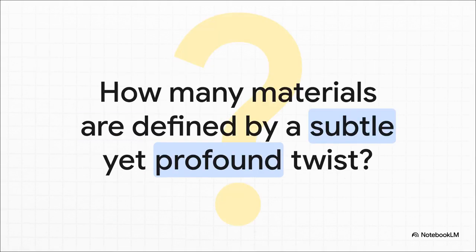And that really leaves you with a final question to chew on. If just changing the neighbor of a single atom can create such huge differences, turning a solvent into an antiseptic, it kind of makes you wonder, doesn't it? How many other things in our world are defined by a similarly small but incredibly profound twist of chemistry?